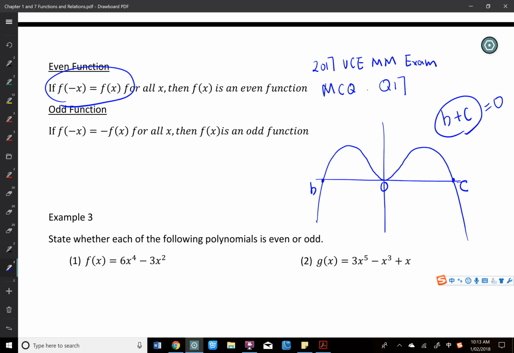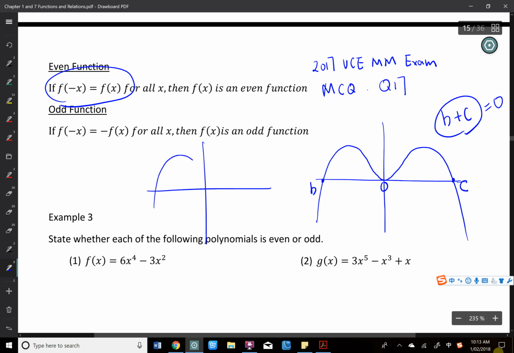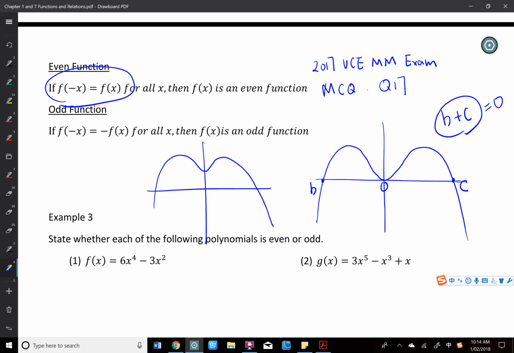And for odd function, one question. Do you think even function must pass through 0, 0? Let's say, can this function pass 0, 2? Yes or no? Always pass through 0, 0? No. It can look like this. So it's not necessarily passing through 0, 0. It just needs to be symmetrical about the y-axis.